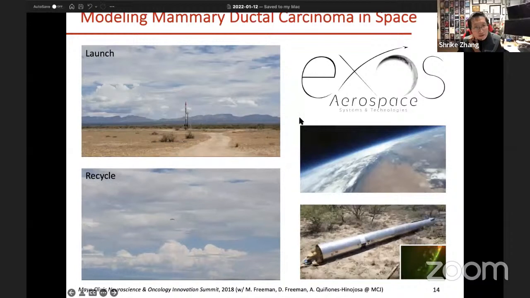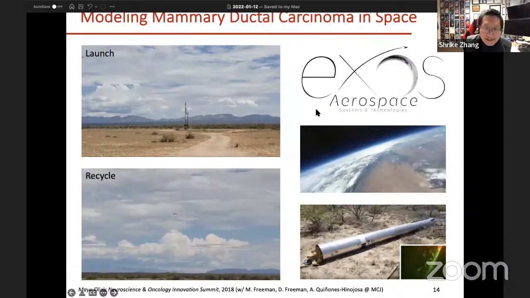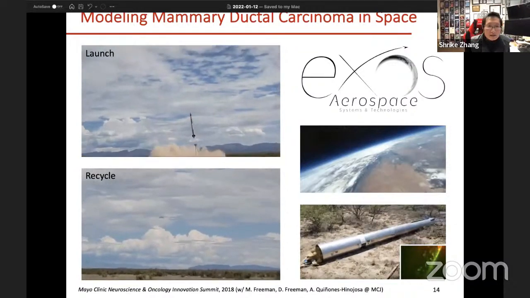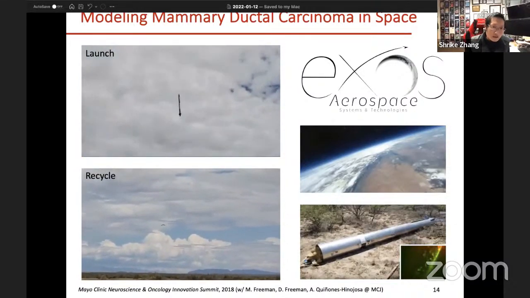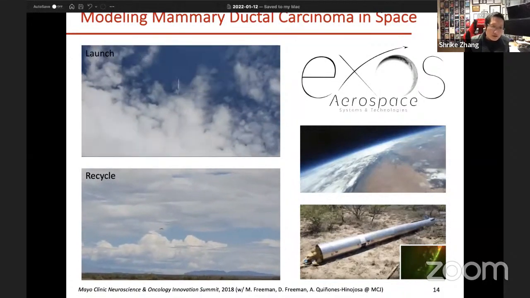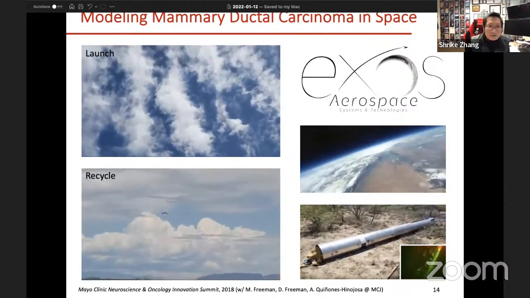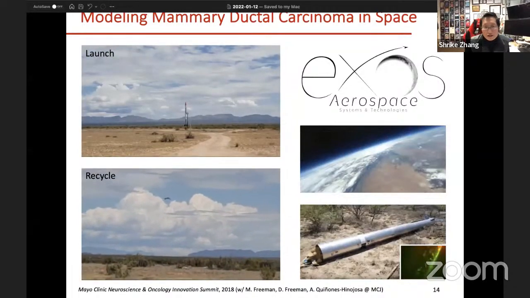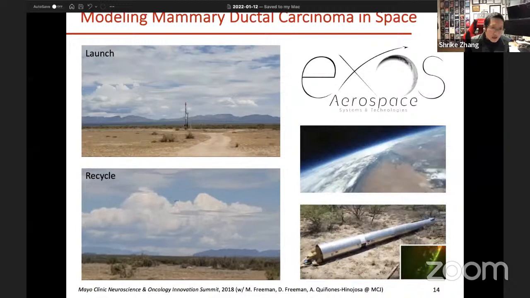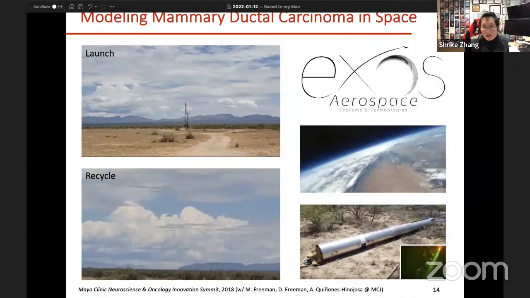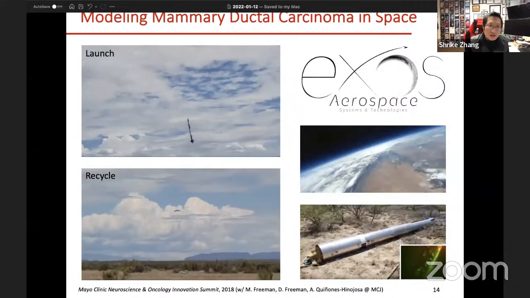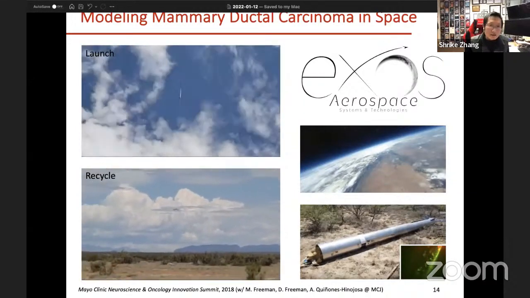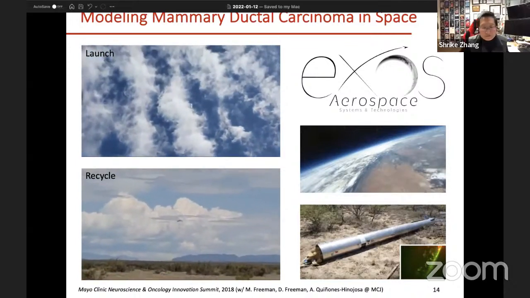And a couple of years ago, we also partnered with Axos, which is a space company, to send some of these bioprinted mammary ductal carcinoma models on a very short suborbital flight, and we were able to retrieve them back from the flight. This indicates that in the future, we can potentially look at how the space microenvironment, including microgravity or radiation, potentially affects breast cancer cell behaviors, and also how they respond differently to drug molecules.